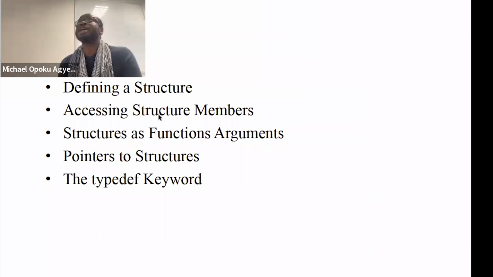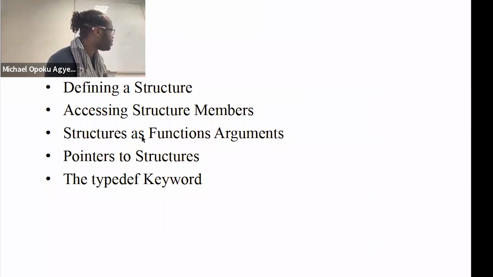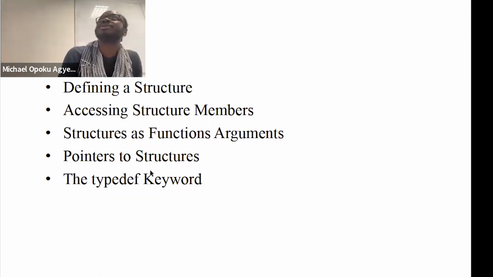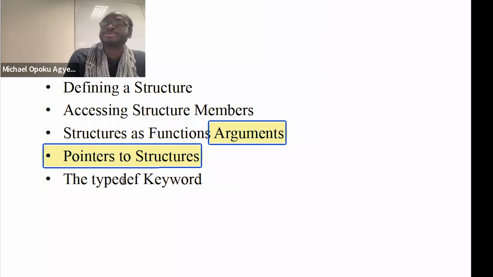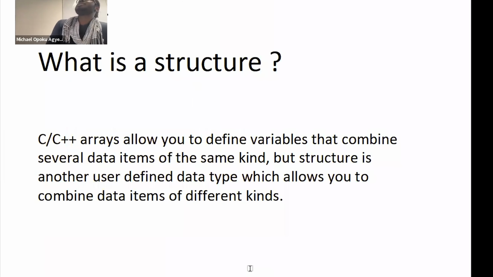Accessing the members of the structures, and of course, using structures in functions. The rest is quite similar to the stuff that we've done previously, right? We pass variables, we use variables inside functions, passing them to functions, and then passing them as pointers. Pretty much the same thing here, right? Then we'll just introduce another one, which is the typedef, but we'll talk about why we need a typedef later. Right, so structures allow you to define variables that combine several data items.